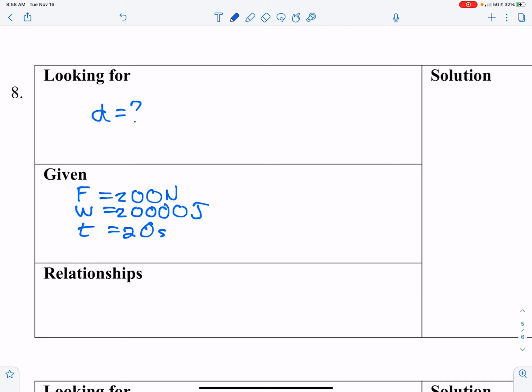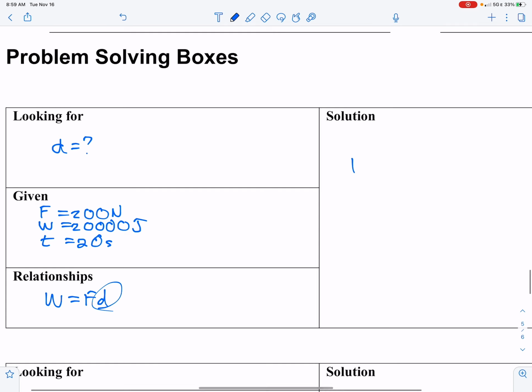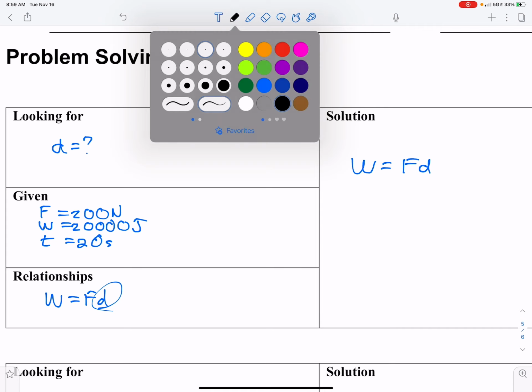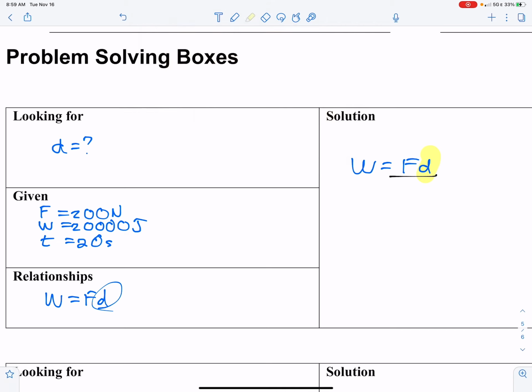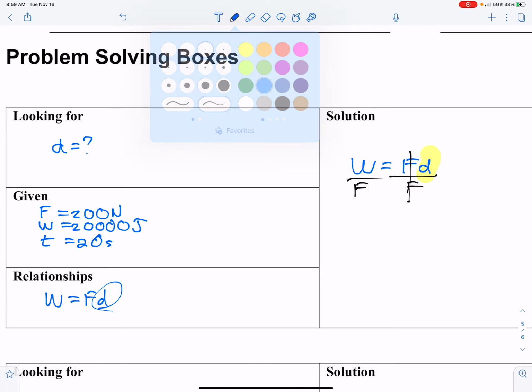Look at what you have here, guys. You've got the force, the work, and the time, and you're looking for distance. We could use our work equation. Work equals force times distance. And solve for distance. How do you solve for distance? Divide by the force.